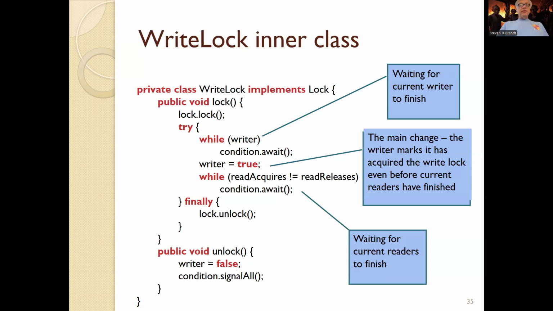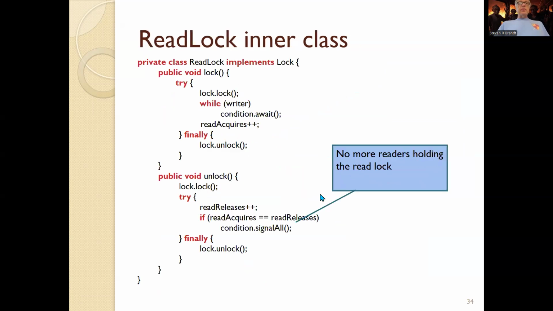Okay, so if you look at the read lock class, what it does, right, is it has this while loop on writers. So when I try to do a read lock, I first check to see that the writer flag is not set. If it is set, I sit there and I wait. So that means that once somebody sets that writer flag to true, right, then no one else can acquire a read lock. All right.